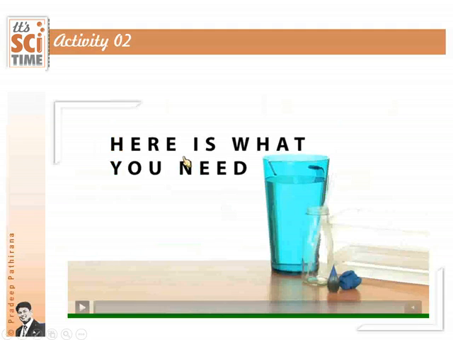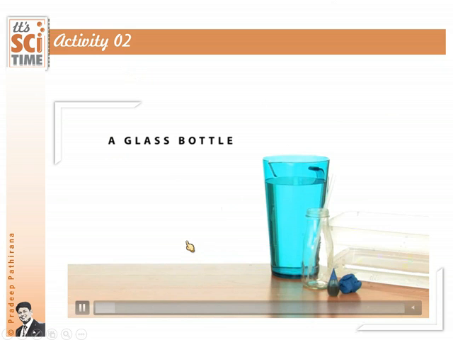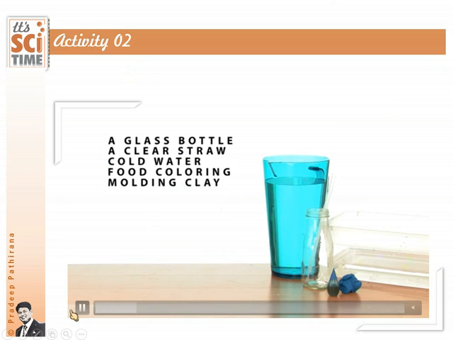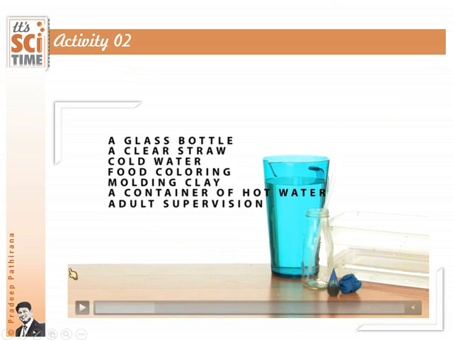Let's move on to activity number 2. In this activity we plan to make a simple, homemade thermometer. Let's see what we need. Several things we can easily collect: a glass bottle, a clear straw, cold water, food coloring, molding clay, and a container of hot water with adult supervision. As you are staying at home these days, you can easily collect these from your house.